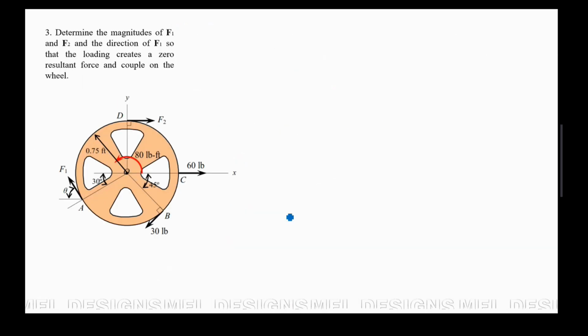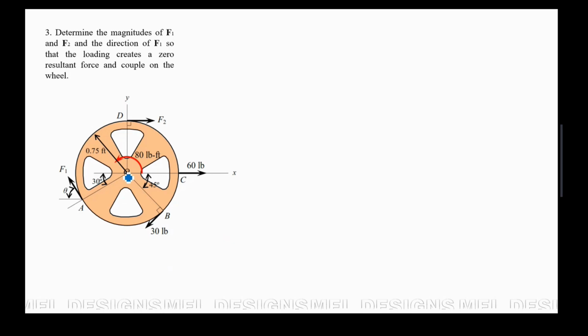Next, determine the magnitude of F1 and F2 and the direction of F1 so that the loading creates a zero resultant force and a couple on the wheel. Pinapa-determine dito yung magnitudes of our F1 and F2 and also the direction of our F1. So the loading creates a zero resultant force and a couple on the wheel.